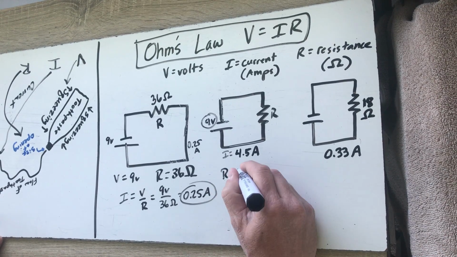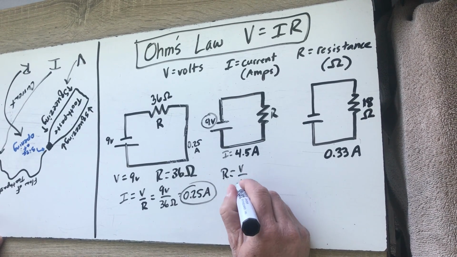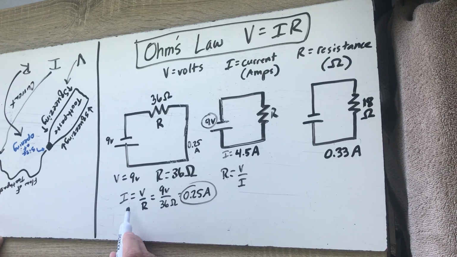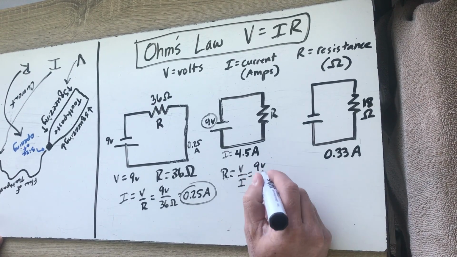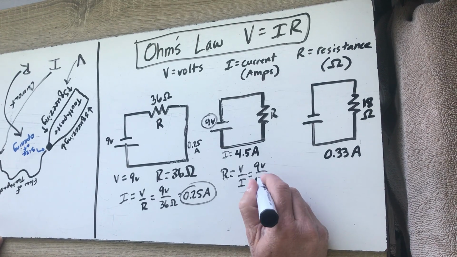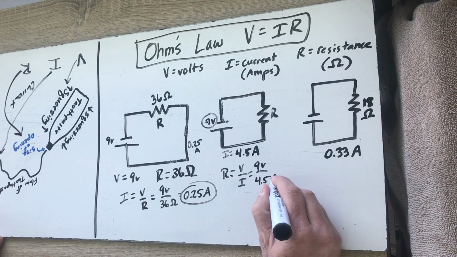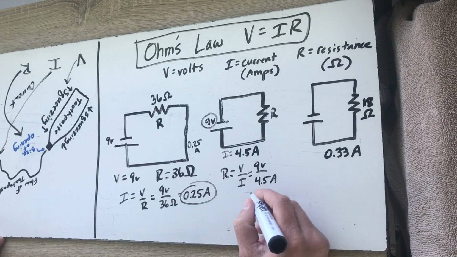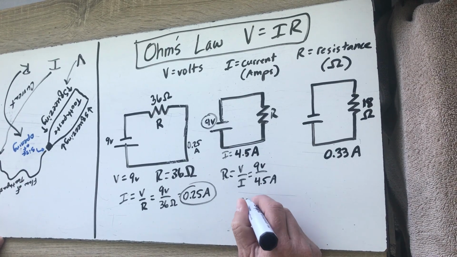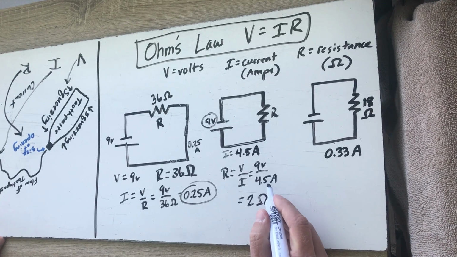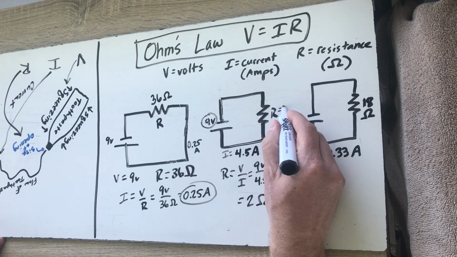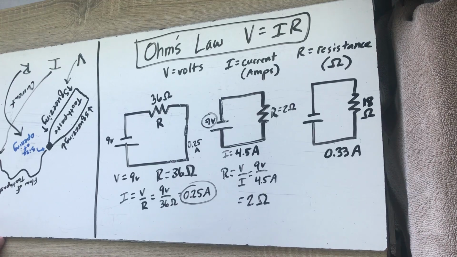Resistance would be voltage divided by current this time, so it's a lot like this formula, but just rearranged to get R by itself. I've got 9 volts divided by 4.5 amps, and I take 9 divided by 4.5, and I'm going to get a value of 2 ohms. So in order to get 4.5 amps of current, I have to have a lot less resistance. This is equal to 2 ohms.